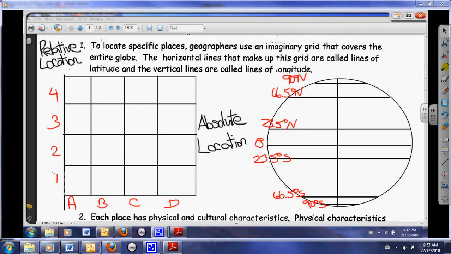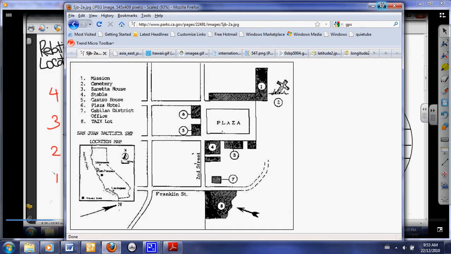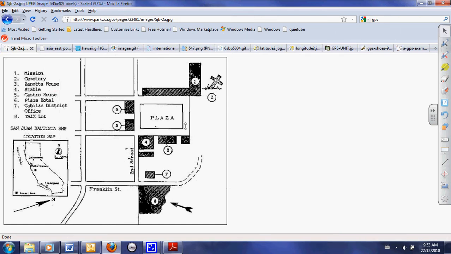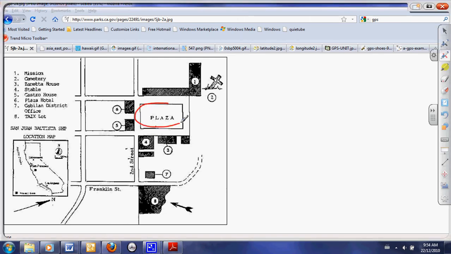So the example that I have for you is a couple diagrams. The first one is this simplified street map. Now, relative location can be used by using the directions north, south, east, west. So if I want to find the plaza, and my location is here, there's a few ways I can do this. If I take a look at the compass rose, it says that north is on a bit of an angle towards the right. So if I were to describe where the plaza is, I could say that it is due north of my current position.